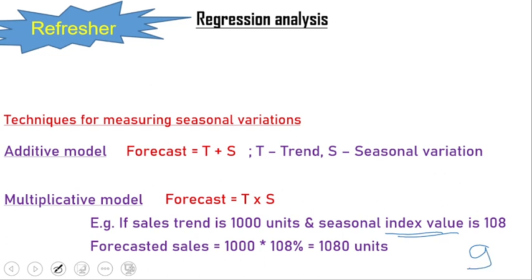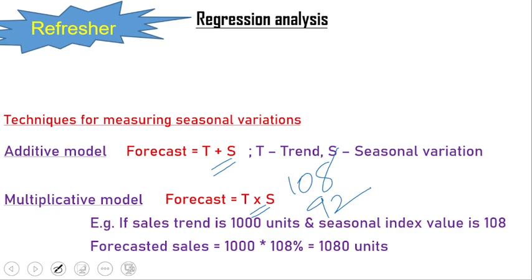Say it is a number 92. So how do you calculate the winter sales? It's 1000 multiplied by 92%, or it will be 920 units. So in short, in the additive model, it is plus or minus, and in the multiplicative model, it is multiplied with the seasonal index, which can either be greater than 100 or it can be less than 100.